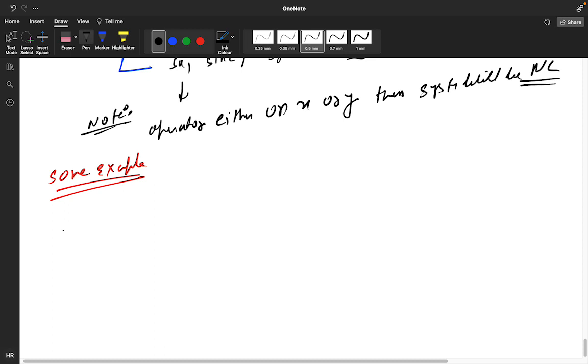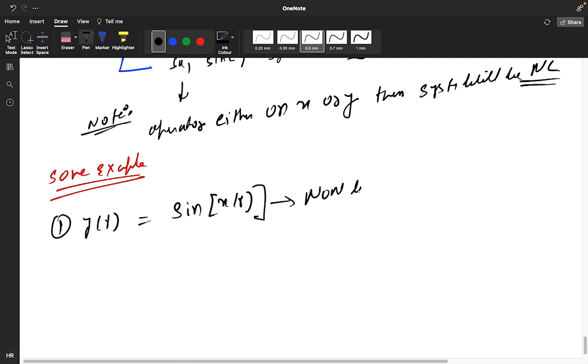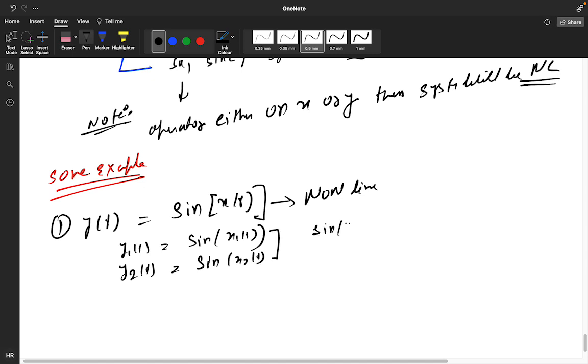The first example is y of t is equal to sine x of t. So this will be non-linear. Why? y1 of t will give you sine x1 of t, and y2 of t will give you sine x2 of t. Both will be added: sine x1 of t plus sine x2 of t.